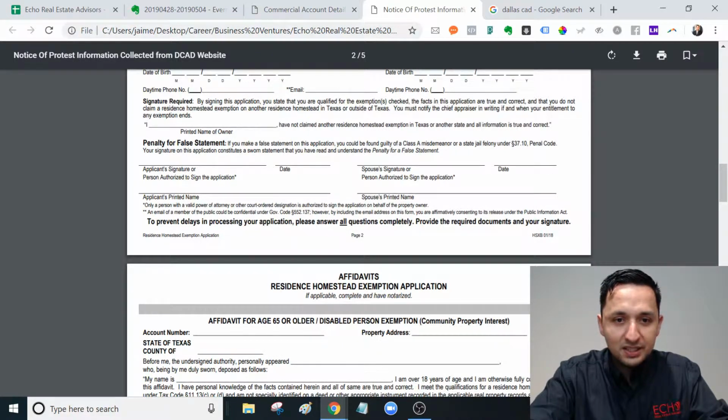To prevent delays in processing your application, please answer all questions completely. Provide the required documents and your signature.